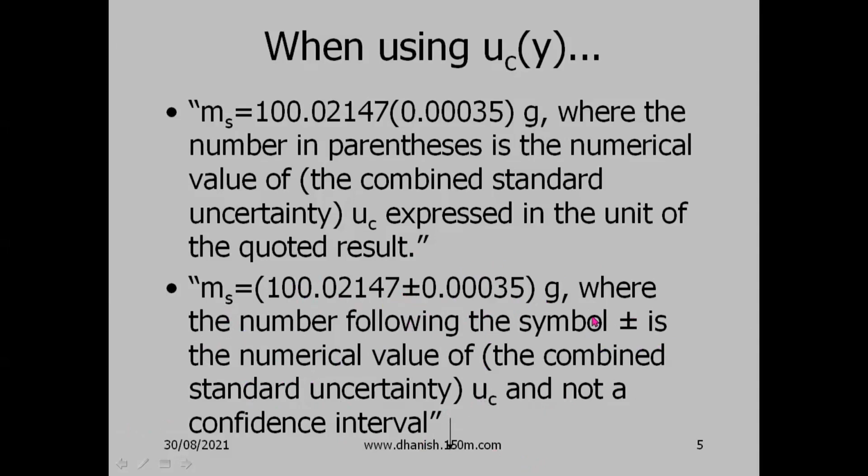So the number following the symbol plus minus is the numerical value of the combined standard uncertainty uc. So this is the combined standard uncertainty and not a confidence interval, because this plus minus is usually used for a confidence interval or coverage interval.